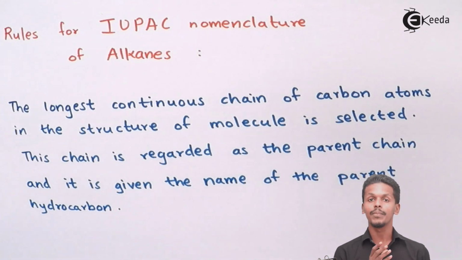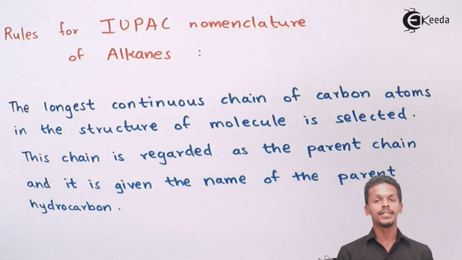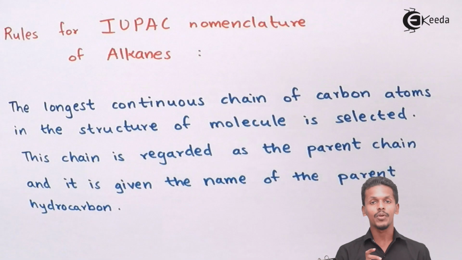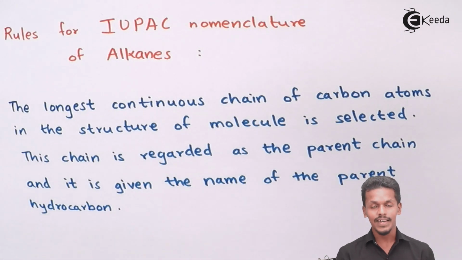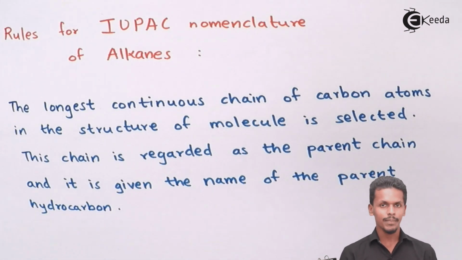Whatever continuous chain we choose would be considered the parent chain, and the number of carbon atoms present in that chain would decide the parent hydrocarbon name, and because of which the IUPAC nomenclature will be decided. For example, this is what I am explaining.